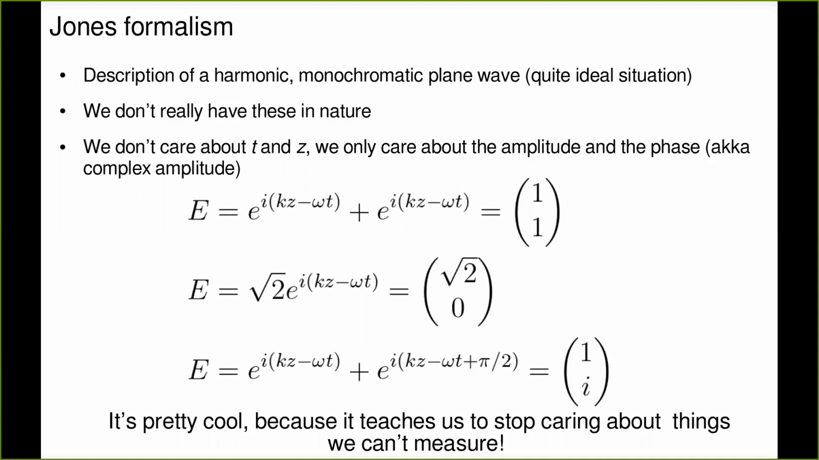We're not going to use Jones formalism for insolation physics because Jones formalism only applies to plane monochromatic ideal waves, which we are not detecting. But it's good because it teaches us to stop caring about the things that we can't measure. We can't measure how the intensity is oscillating with the period of the wave. We can only average over much longer intervals. So we just go to the important things, which are the amplitudes and the phase difference.